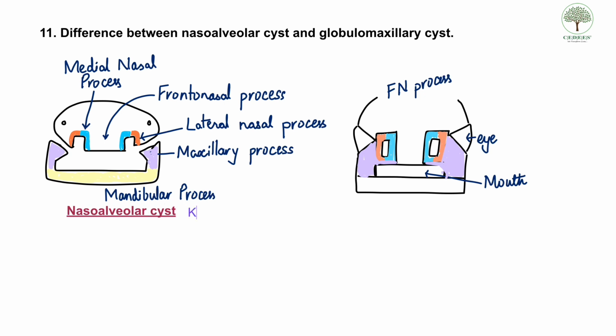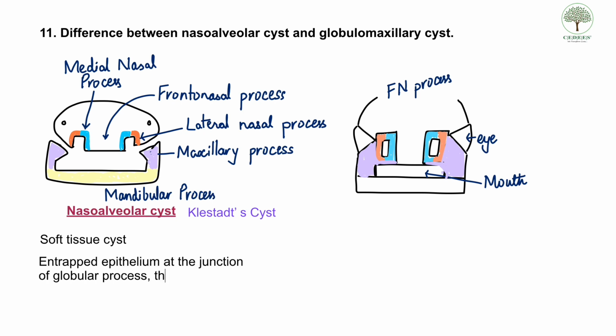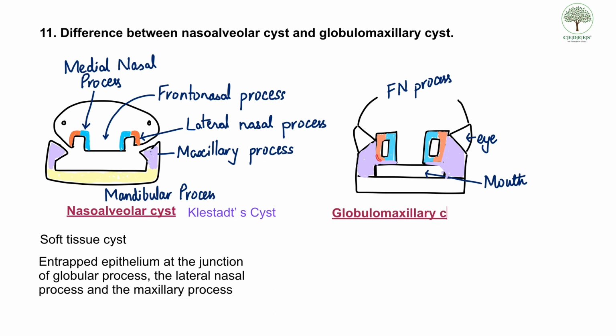Now let us look at your cyst. So your nasoalveolar cyst, the other name of it is Klestadt cyst. It is a soft tissue cyst, and it is formed because of entrapped epithelium at the junction of the lateral nasal process and the maxillary process. So this here, let's mark it here in red. This is the site of your nasoalveolar cyst. It's a completely soft tissue cyst, and only sometimes radiographically a shadow is seen.